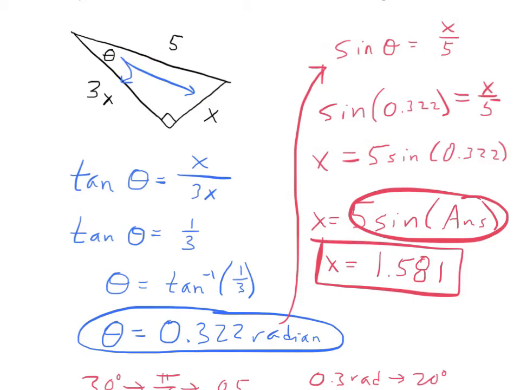Again, we get that answer. We think about whether it makes sense. It means this side here is about 1.6. It means this one over here is 3 times that, so like 4.8-ish. That's less than 5. Seems good to me.